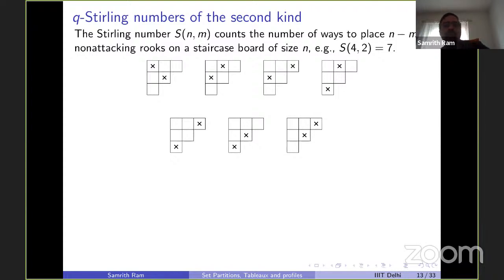A staircase board of size n is simply the Young diagram of the partition (n-1, n-2, and so on, all the way down to 1). In this case, we have the Young diagram of the partition (3, 2, 1). Two rooks attack if they are in the same row or in the same column. So this is the number of ways to place 2 rooks on the staircase board, which is one interpretation of the Stirling number.